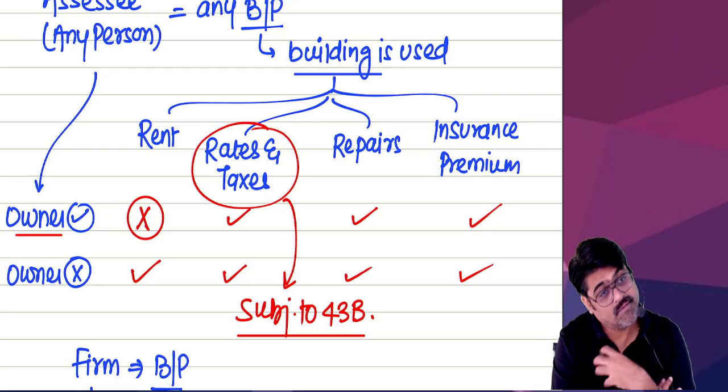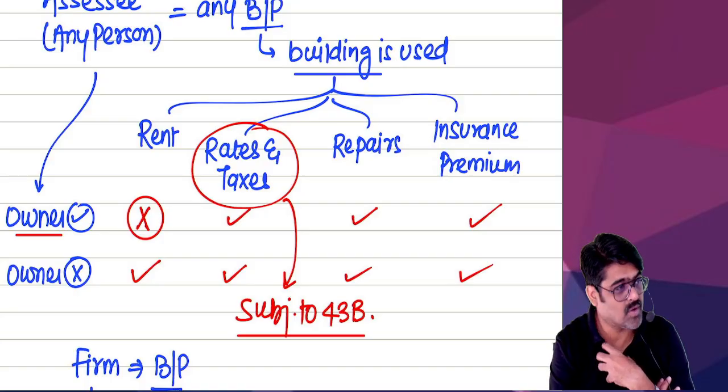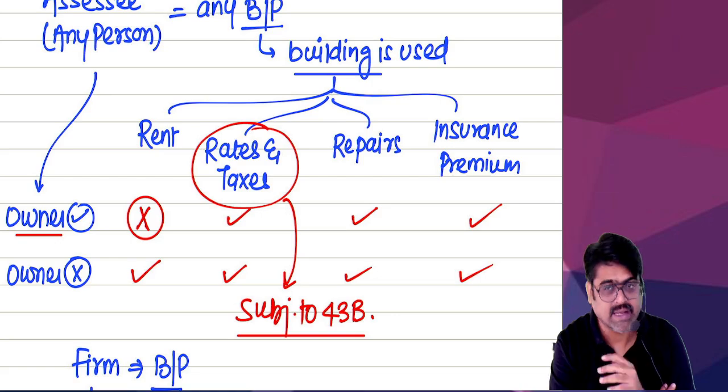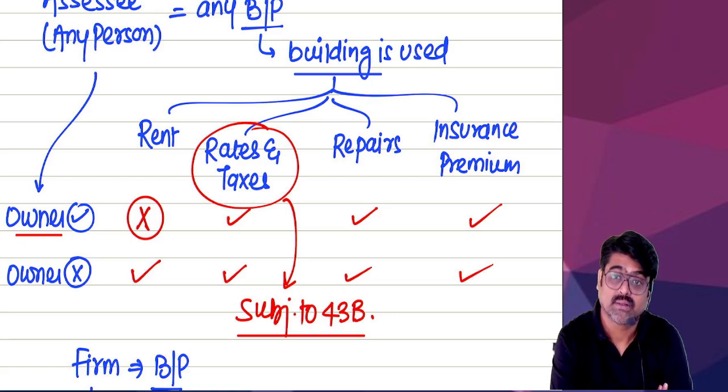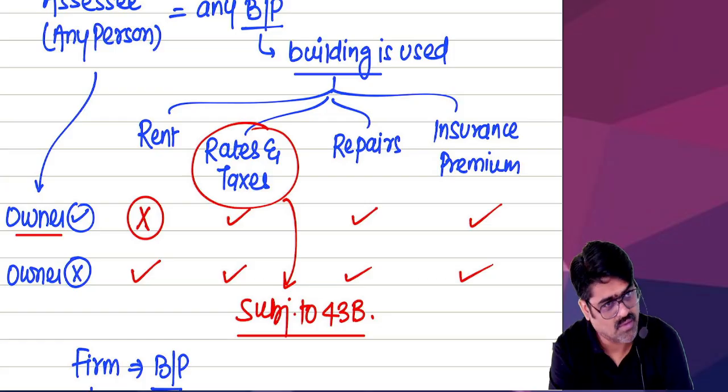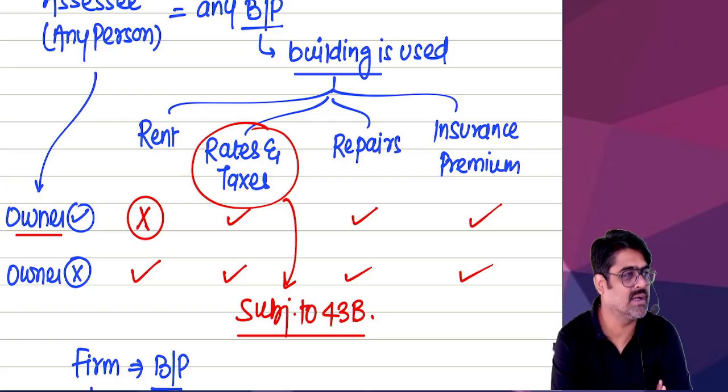So, even if I am not the owner of that building, still I am incurring the repair cost. Cost of capital repairs. Yes or no? Will it be allowed as a deduction to me? No. For me also that is not allowed as a deduction. So that will be added to the cost.